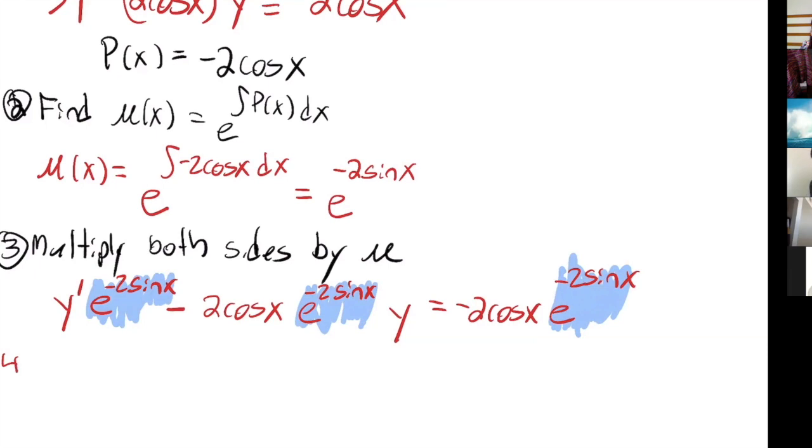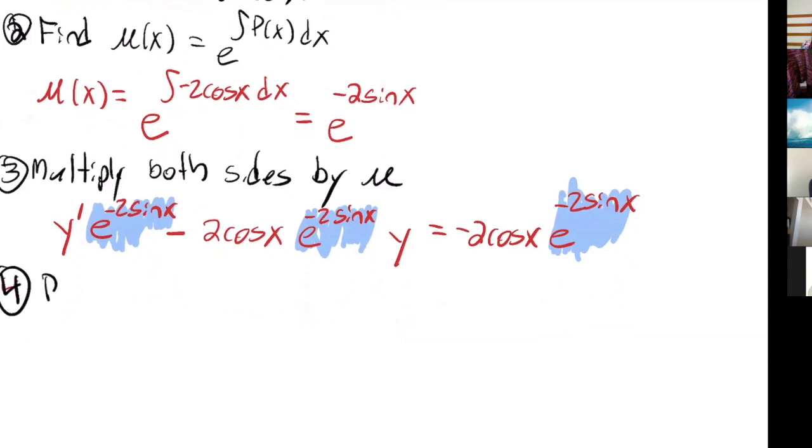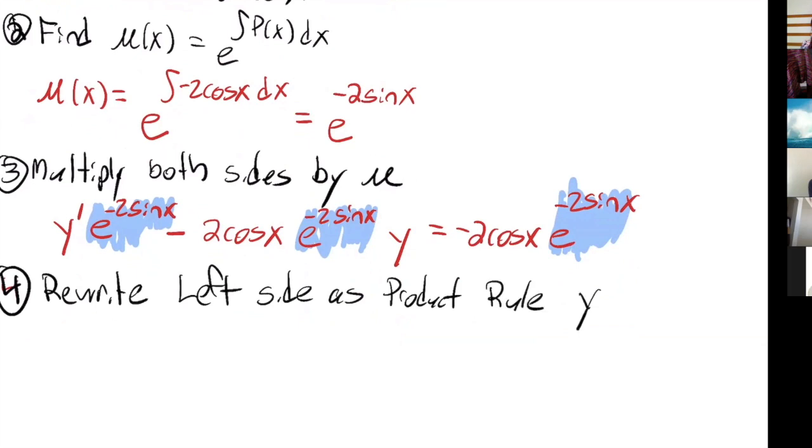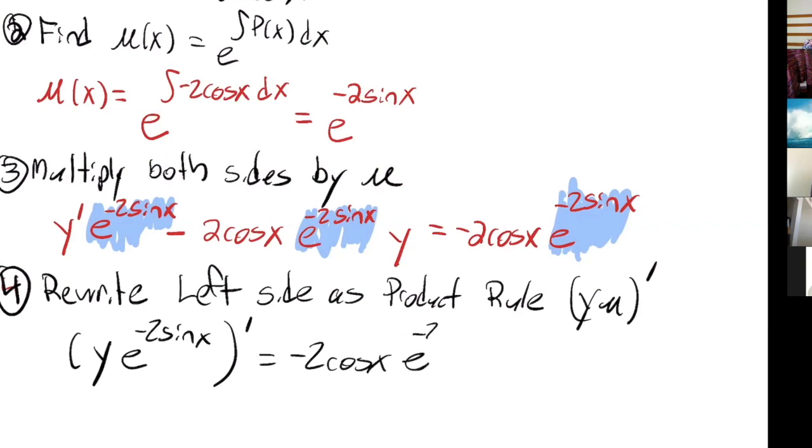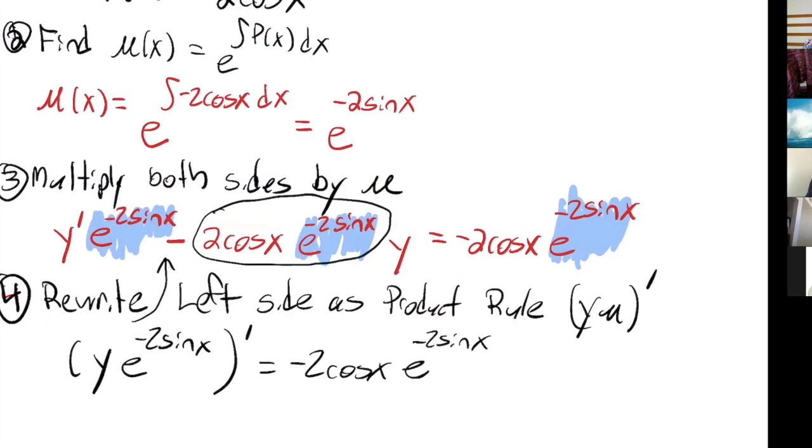Okay, so now that we've done that, if we've done it correctly, we should be able to rewrite the left side as a product rule. And that integrating factor, if we did it correctly, should make this look like y times mu, to prime. And it's not a bad idea to just check that if you were to take this derivative, we actually would get back the left side of the previous problem. So all of this stuff over here is like the derivative of the second function there that you would get using chain rule on that.